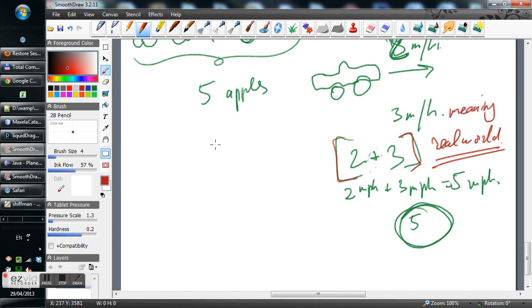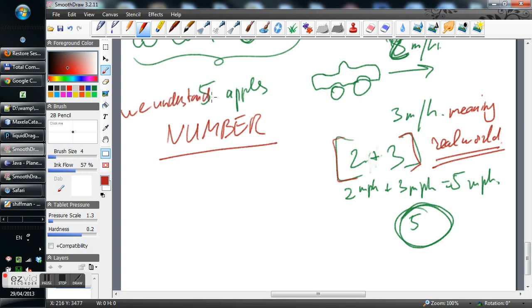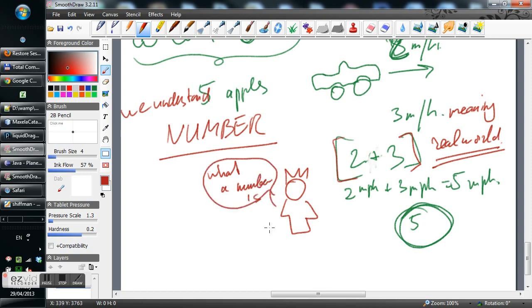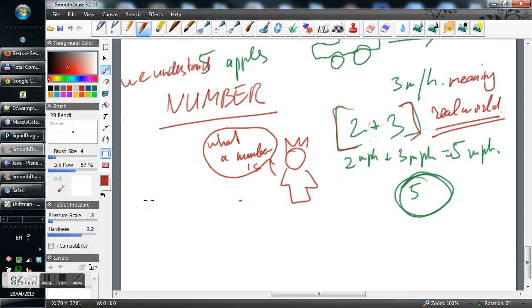And this is why it's so easy for us to understand what a number is. We understand, as adults or as young people, what a number is. But if you try to explain to a small child what a number is, how are you going to explain it? The number is an abstract term.